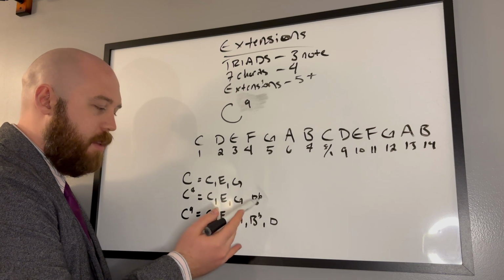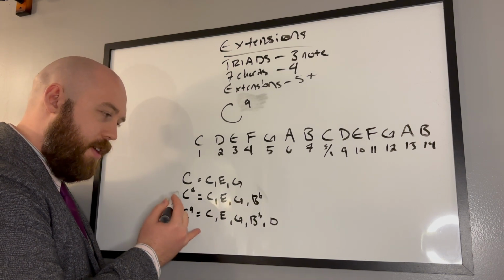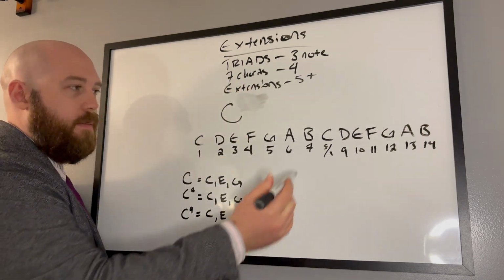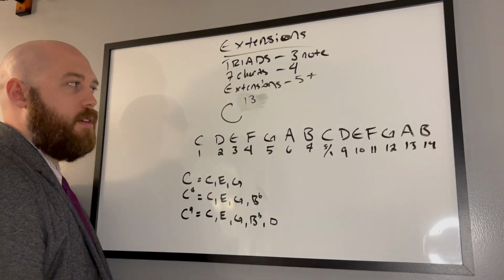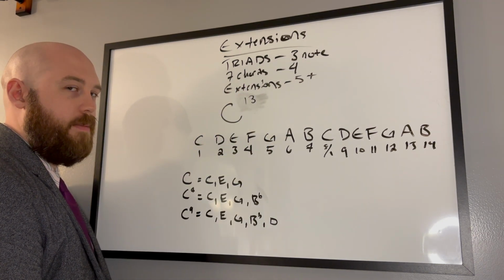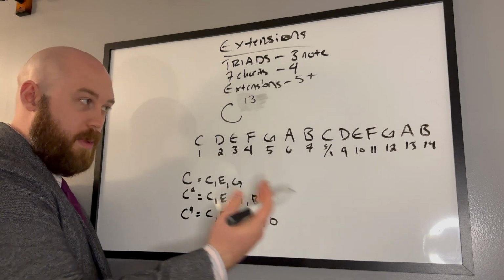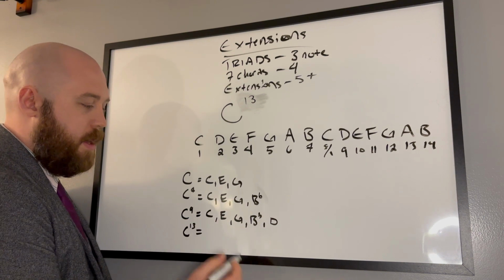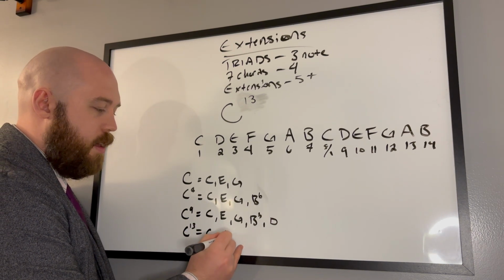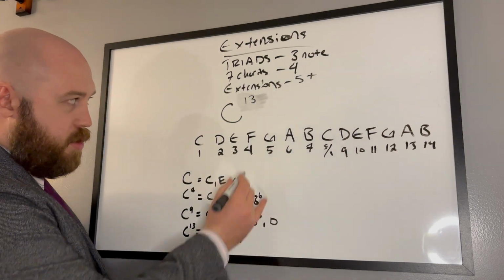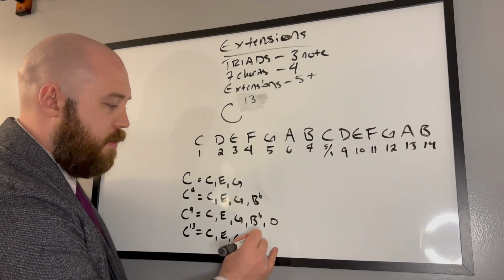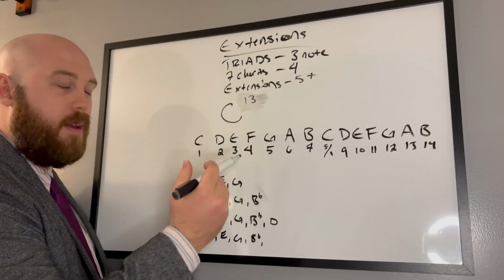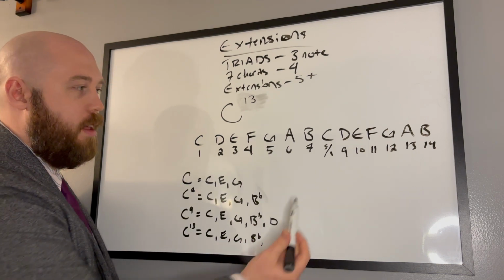So a C7, you're adding the B flat. A C9 is the same as the previous. You're adding the B flat, okay? Another common one, C13. Okay, now what would that be? It's assuming the previous notes, so technically C13 would be spelled C, E, G. There's your triad. It assumes the flat 7, okay? And it also assumes every other extension up to that note, okay?